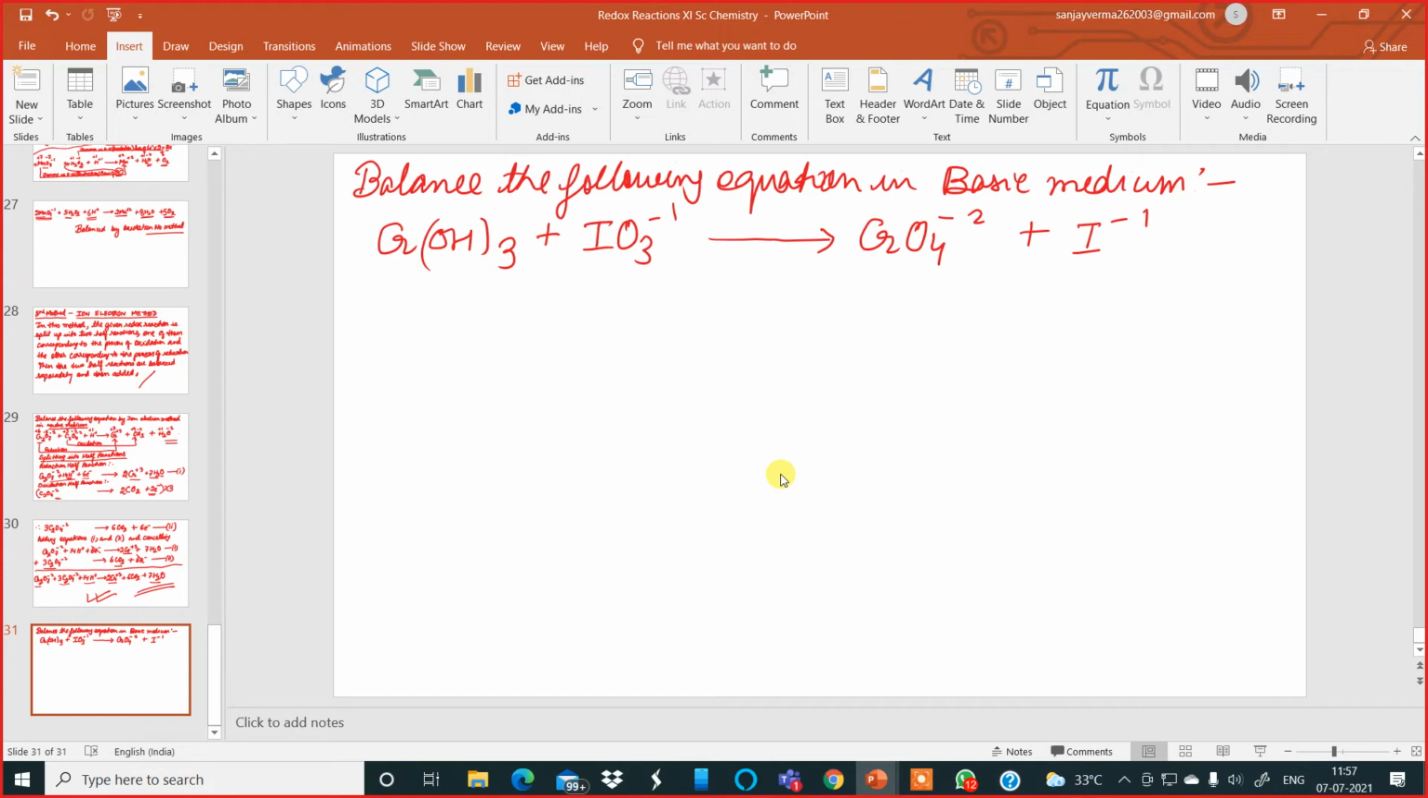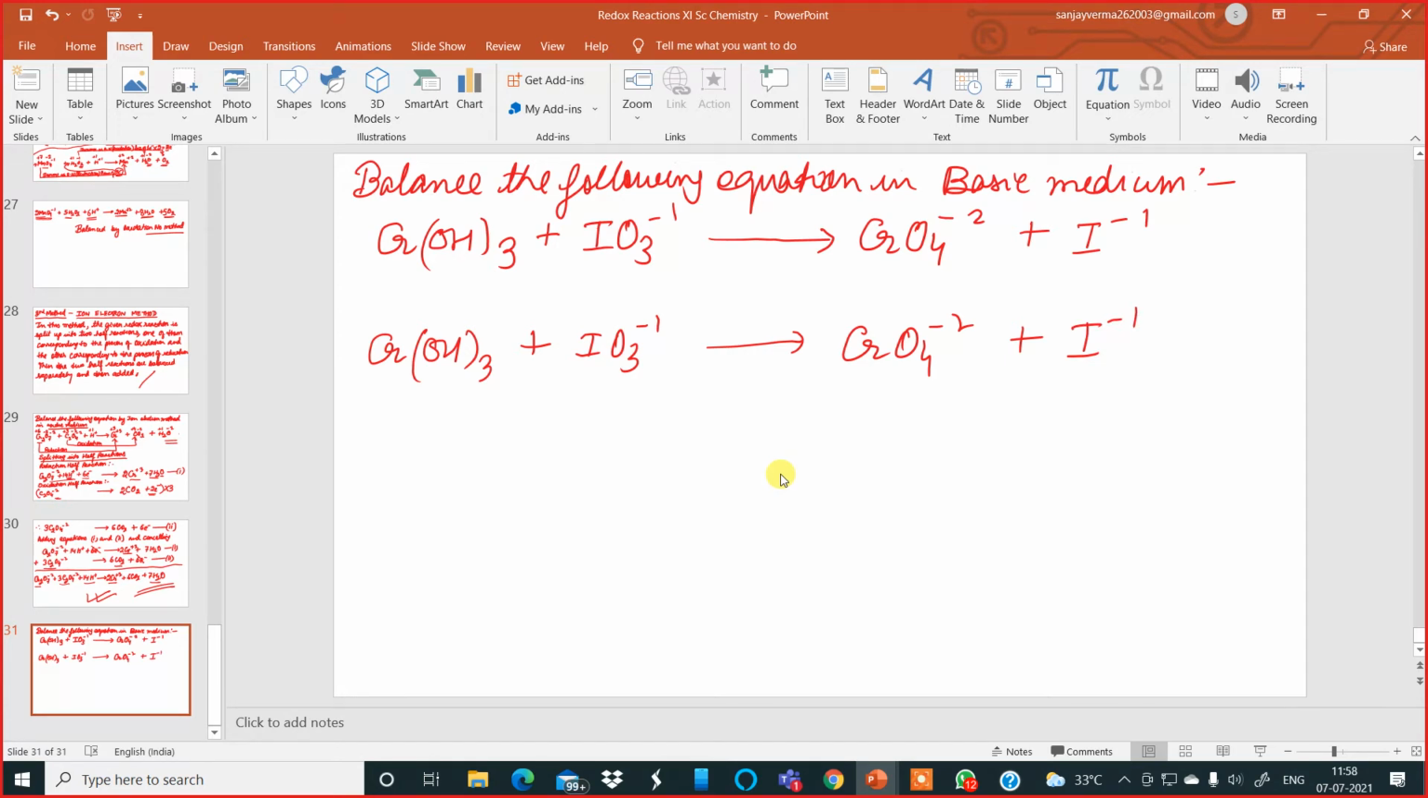Is it copied now? Okay, now let us begin. So, to balance this equation, what we must do is we must write the equation once more. CrOH3 plus IO3 minus 1, put an arrow, we will get CrO4 minus 2 plus I minus 1.